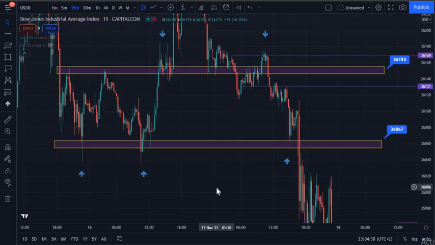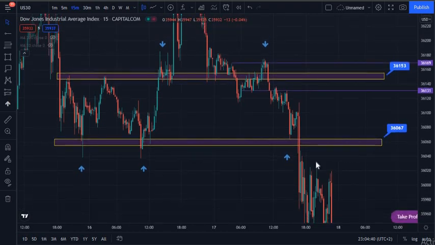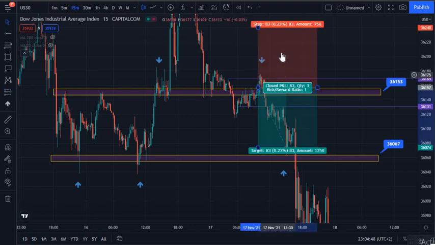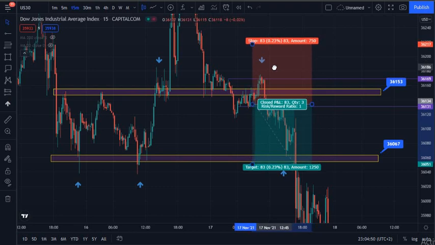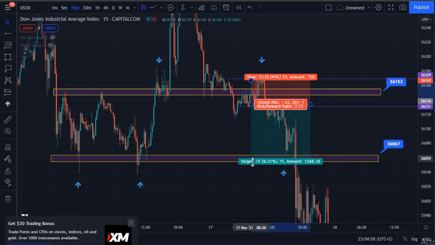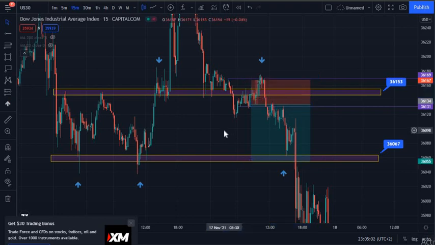Remember, we just trade from zone to zone. Zone to zone. So this was how the trade would have looked. Short position, there we go. You see I entered around this area here with my stop loss over there, and as you can see, it was a very good trade. Nice risk to reward ratio, not too bad.